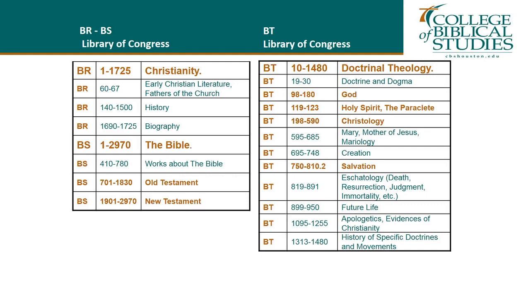BS, which is where all the works about the Bible are located, also has various subcategories, such as works about the Bible in BS 410 to BS 780. It's where you'll find Bible dictionaries, Bible encyclopedias, and Bible atlases. If you are looking to find Old Testament commentaries, there's a specific number for that under the BS category, and so also for the New Testament commentaries. Doctrinal theology works on God are found in the BT 98 to BT 180 section, and works about the Holy Spirit are from BT 119 to BT 123.